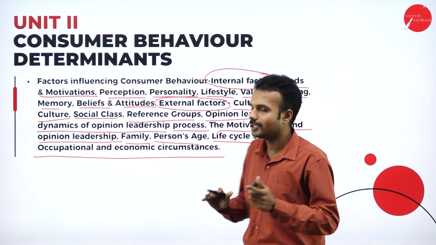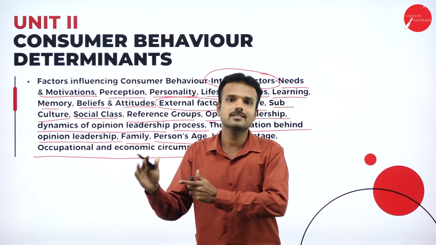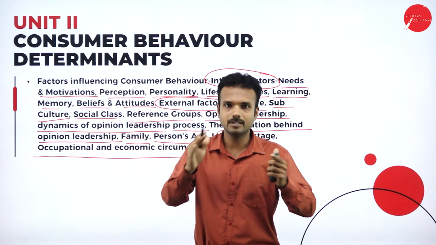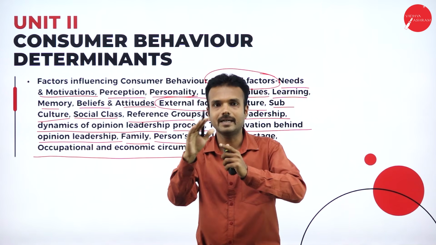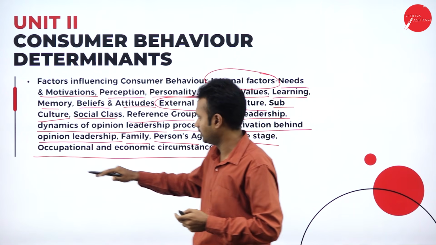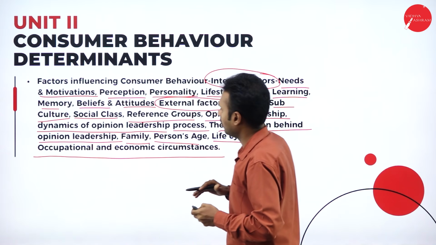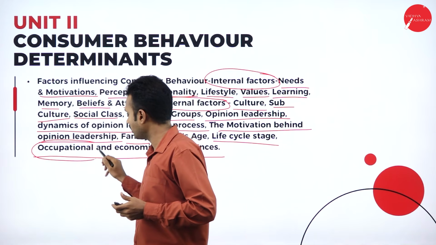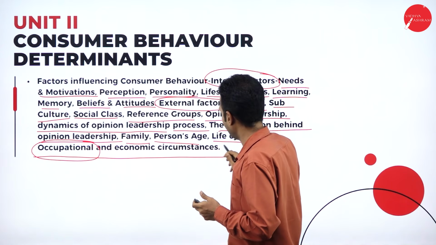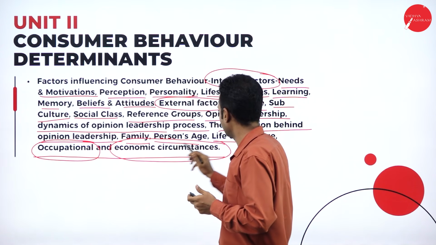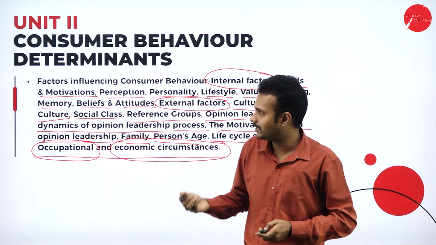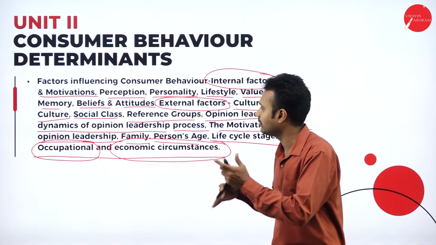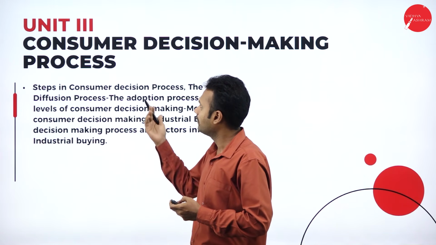Life cycle stages: there are four stages in the life cycle, and one stage is not equivalent to another, which we are going to learn in the syllabus. Occupation and economic circumstances: based on the occupation we purchase products, and based on our economic stability and income we make a purchase decision. Hence, these are the factors which influence the consumer decision making process.